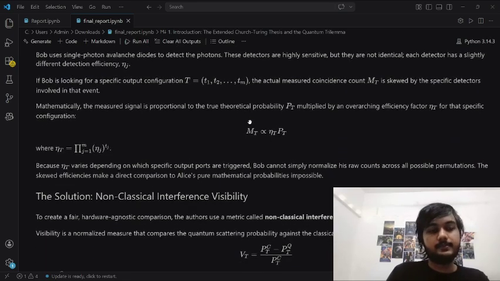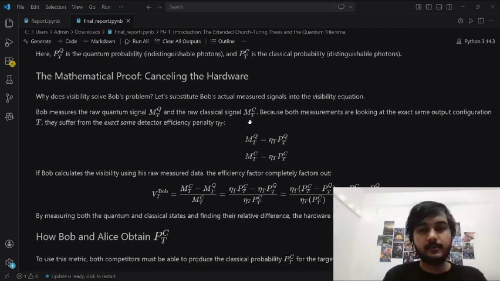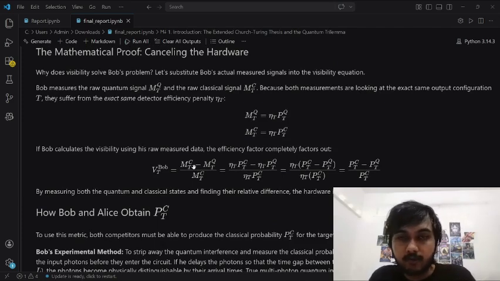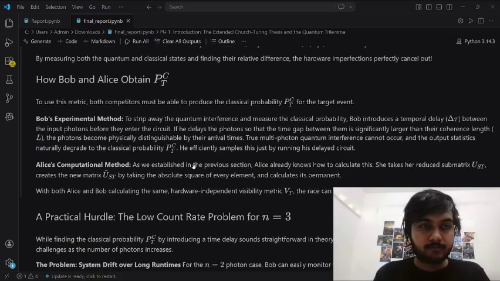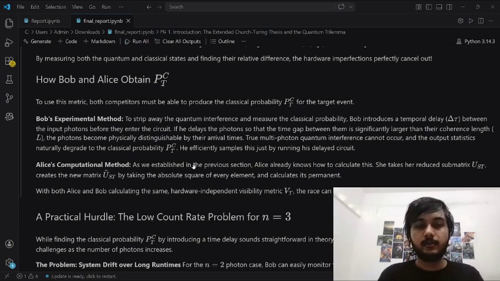The net efficiency is a multiplication of all the detector efficiencies. But the visibility also solves this, because the quantum efficiency part will be cancelled, since the visibility will be (MCT minus MQT) divided by MCT. Both of these contain the quantum efficiency of all the detectors, so they will be cancelled out and we will get a quite better result than before. So how is Alice getting PCT? She is using computers, some algorithm, to get it. Bob gets PCT, the classical rate, just by making the photons delayed by more than the coherence length, and it gives us the experimental PCT.